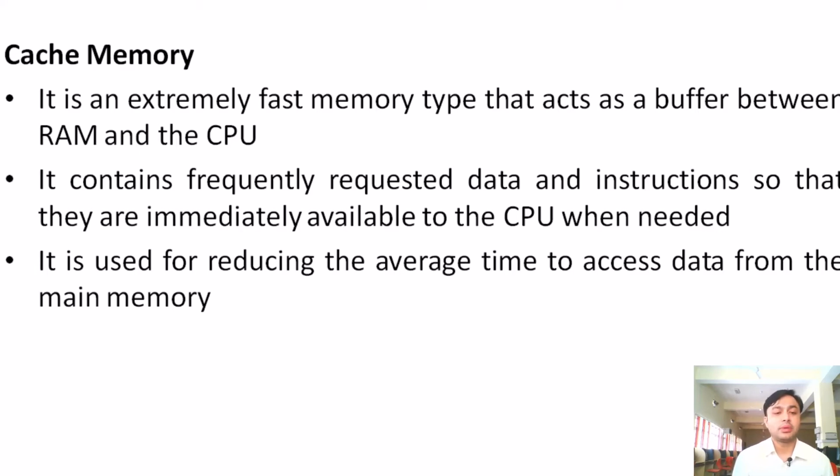Cache memory is used for reducing the average time to access data from the main memory. When the CPU is getting the data from the cache memory, then the average time to access the data is reduced. It does not need to access the RAM.